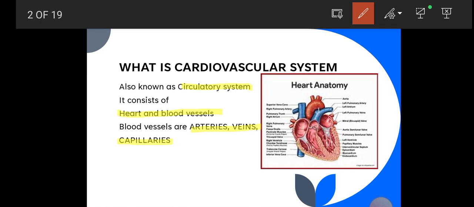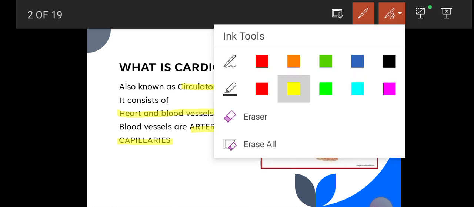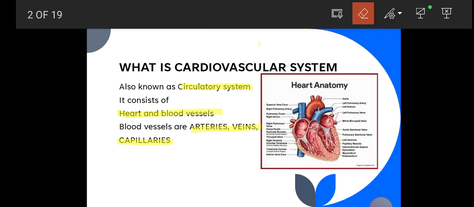So this is about this. Now I have put a figure, heart anatomy. Actually, I have not put it in a bigger view because it's not needed here. At least you should know the anatomy of heart. So let's go to the next slide.